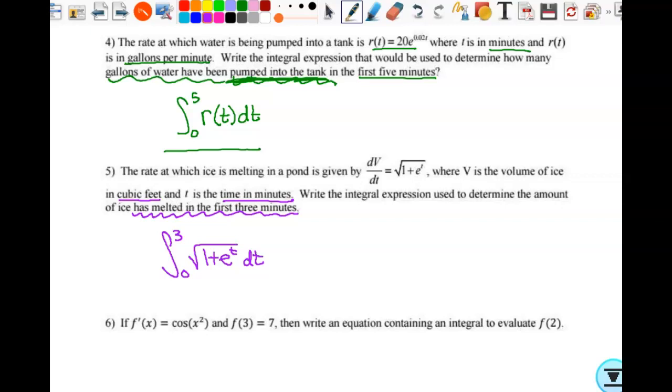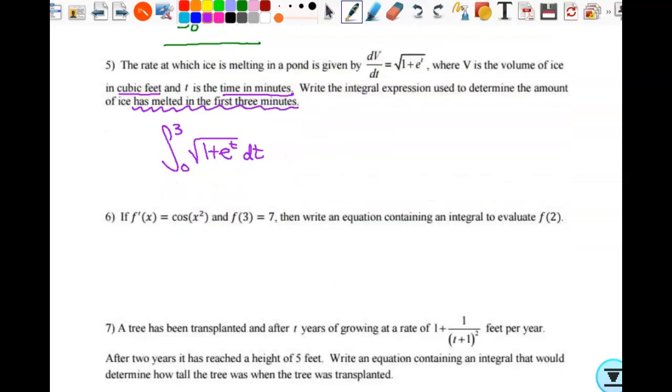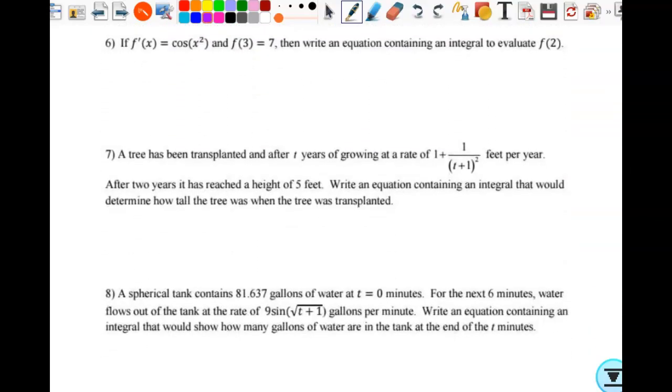Now let's look at number 6. It gives me all of this. We're going to write an expression to evaluate f of 2, okay? So in this case, I do need a snapshot. I want to know what f of 2 is, right? So f of 2 is equal to, then we've got to use what we have. They gave me f of 3.